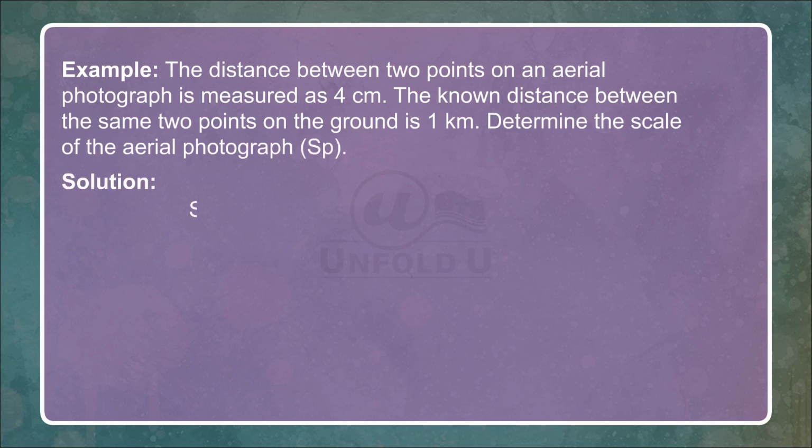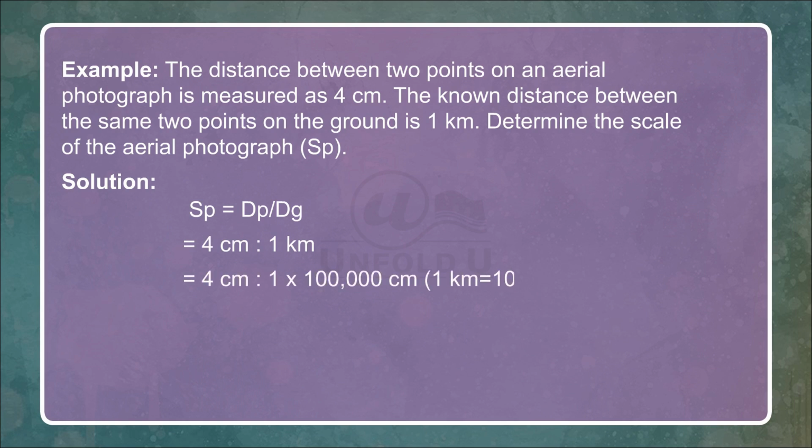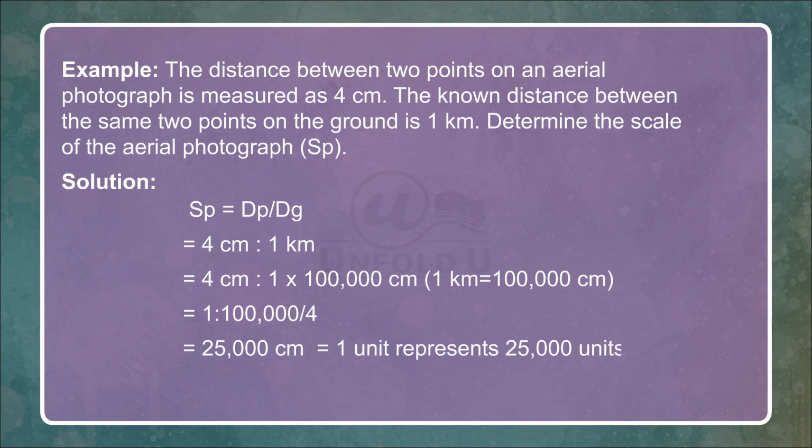Solution: SP is equal to dp divided by dg, which is 4 cm to 1 km, equal to 4 cm to 1 into 1 lakh centimeter. 1 km is equal to 1 lakh centimeter, so it is 1 to 1 lakh divided by 4, which is equal to 25,000 centimeter. 1 unit represents 25,000 units. Therefore, SP is equal to 1 to 25,000.